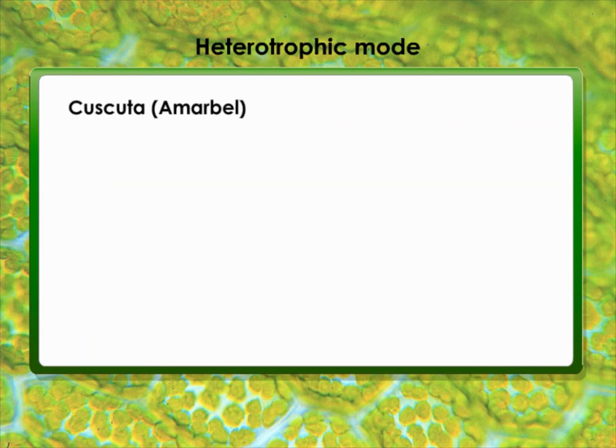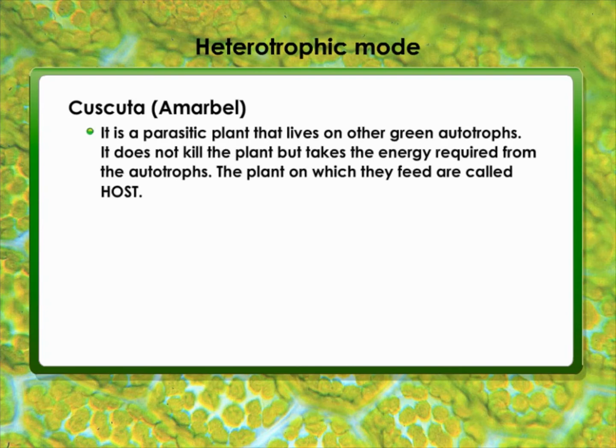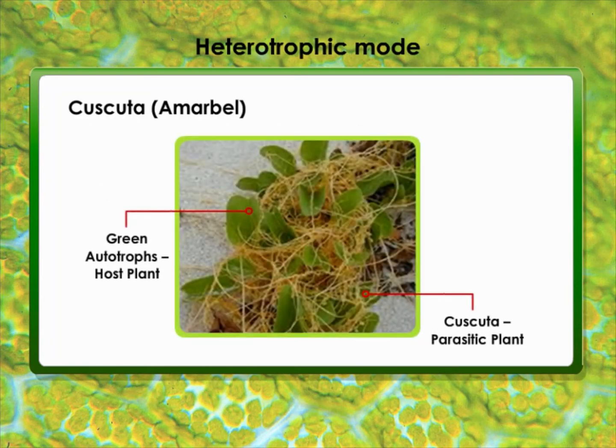Cuscuta, or amar bel. It is a parasitic plant that lives on other green autotrophs. It does not kill the plant but takes the energy required from the autotrophs. The plants on which they feed are called the hosts. The parasites live on or inside the body of the host.